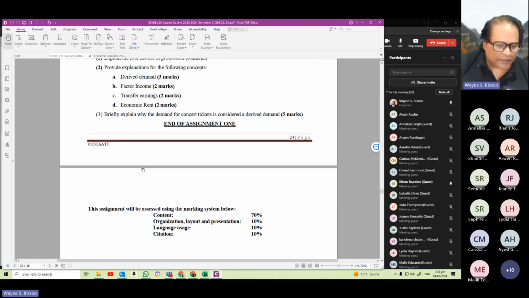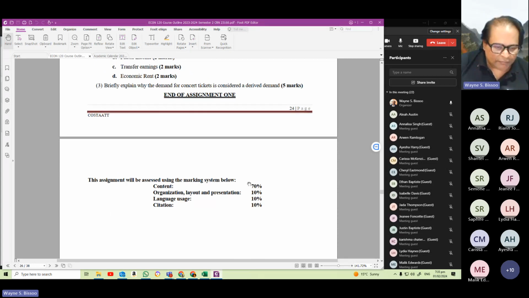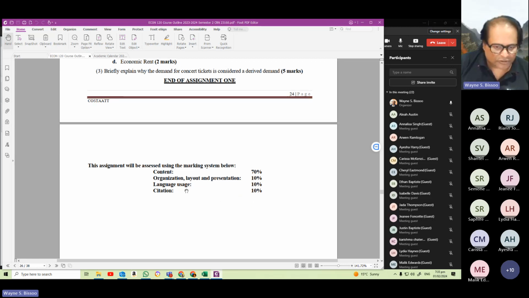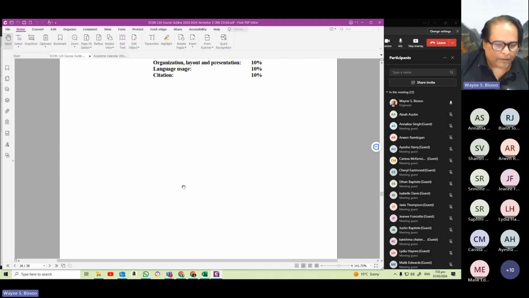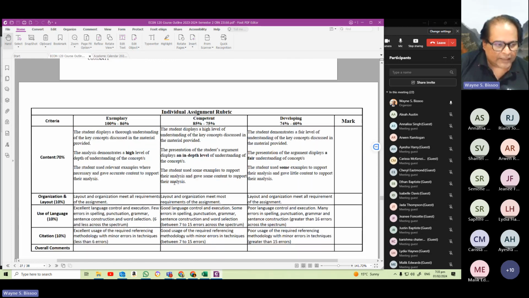Yes, sir. All right, this is the mark scheme for the assignment. 70% for the content, 10 for layout and presentation, 10 for language usage, 10 for citation. So 10% across the board for those elements, 70% for the content. There are rubrics here that are going to give you the breakdown of how the marks are going to be applied and what we're looking for, so you'll get a better understanding of what you need to be doing to be able to get good grades.